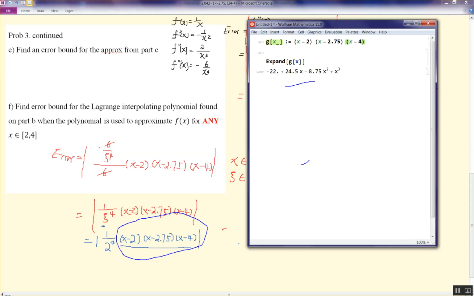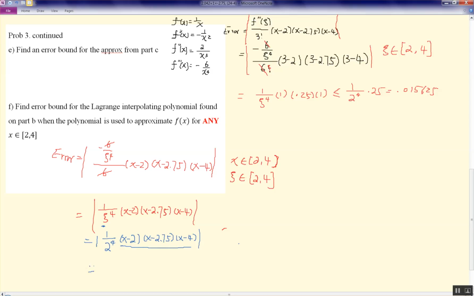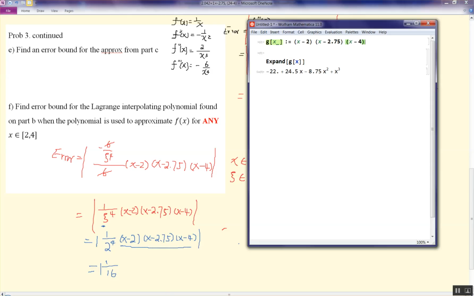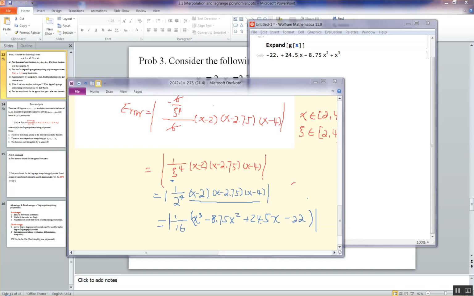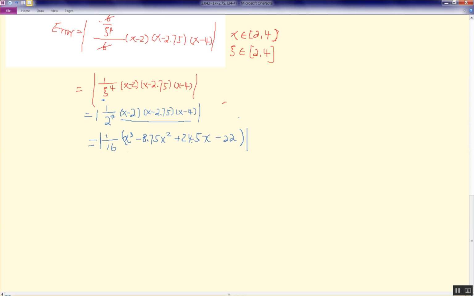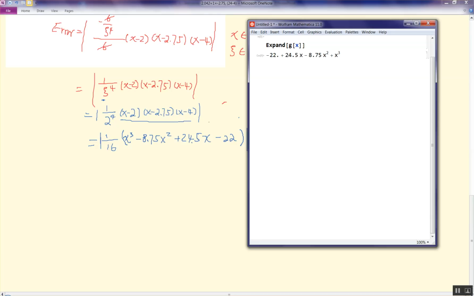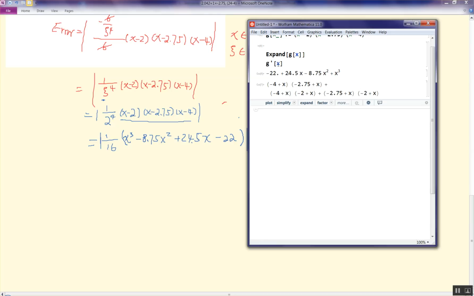In Mathematica, I can use Expand to get the polynomial, or you can just multiply it out. So this is going to be 1 over 16, and I just copy that here. The next step is to find the derivative and set it to 0, to look for critical points. This is very easy to do by hand because it's just a polynomial, but I'm going to take advantage of Mathematica. I find the derivative, expand it, and set that to 0.